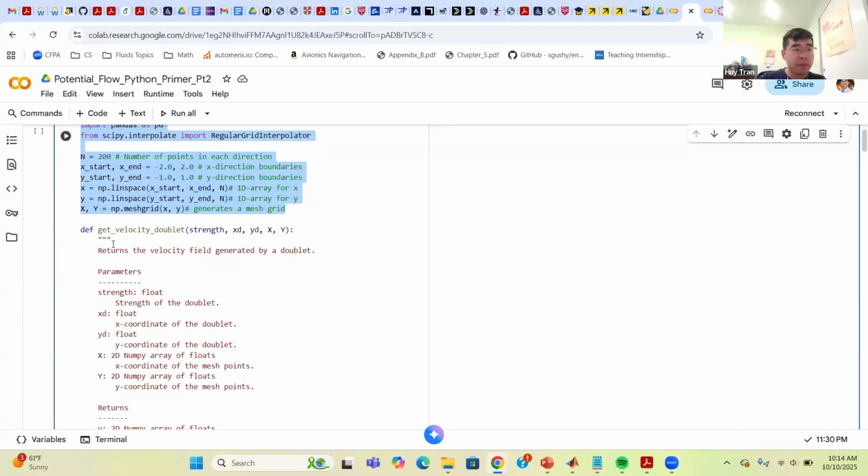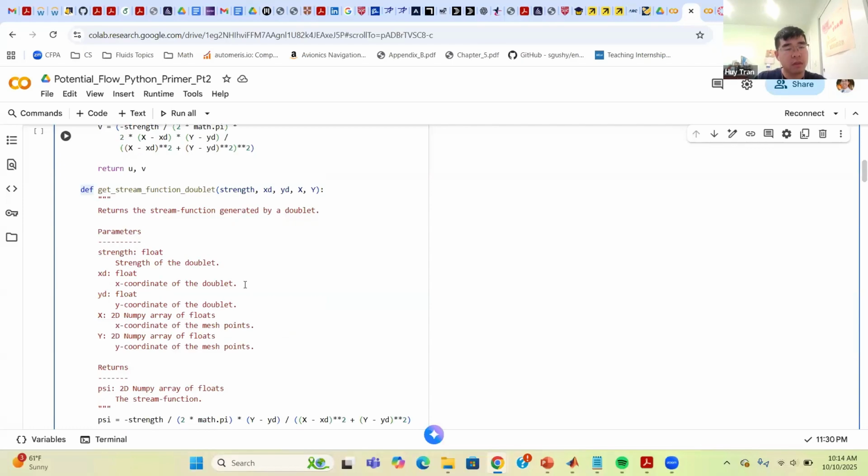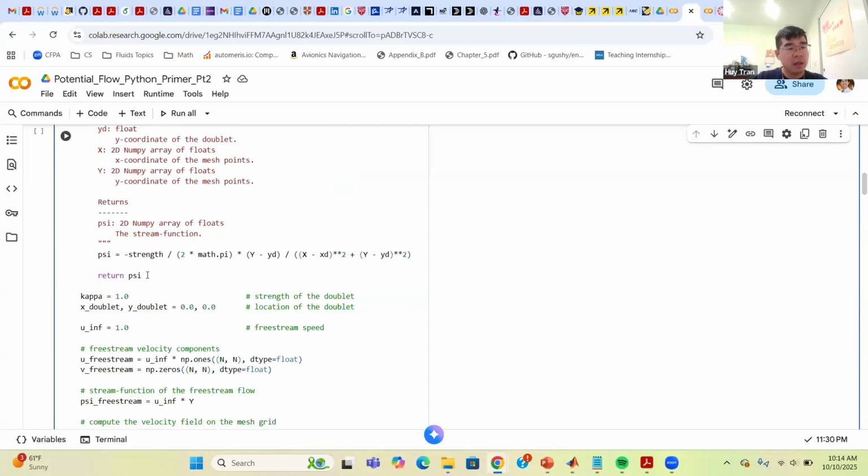So this first function here is how you get the velocity for doublets. You input just your strength, which in our case was kappa, then the x and y location of the doublet, and then your flow field, your grid, which is your uppercase X and uppercase Y. I'm going to grab that, and on top of that, my second function, get streamline, which gets the stream function for the doublet. Same parameters, but instead of getting u and v values for velocities, you get the psi value, which is what we're going to use to overlap our building blocks.